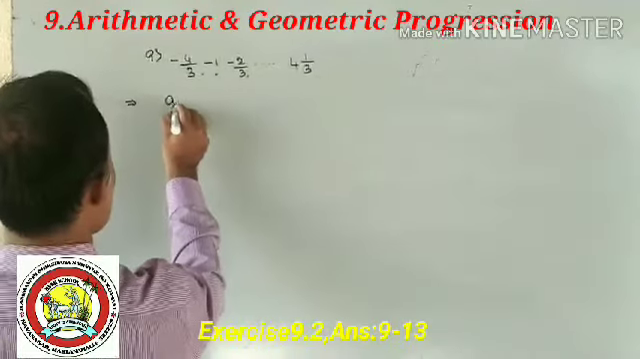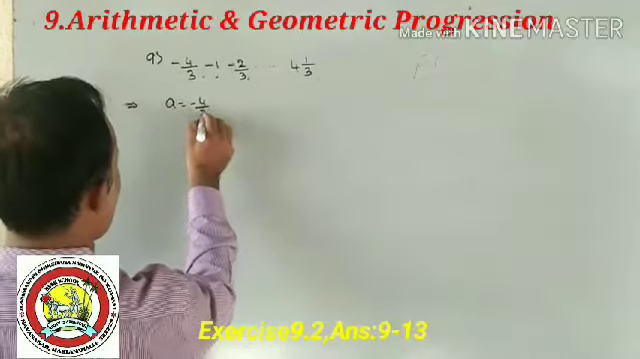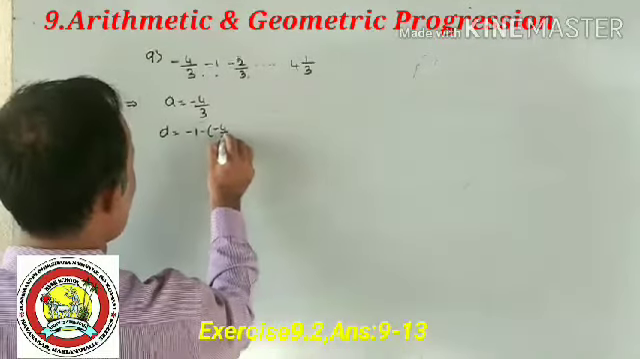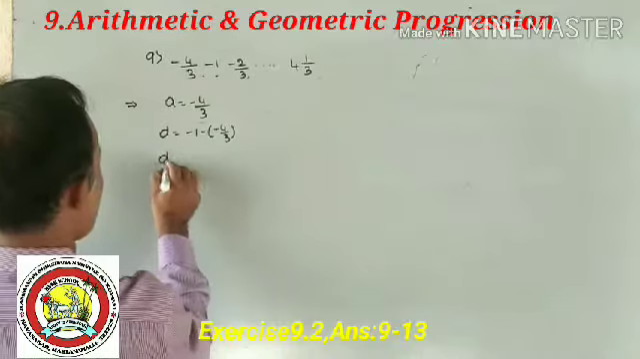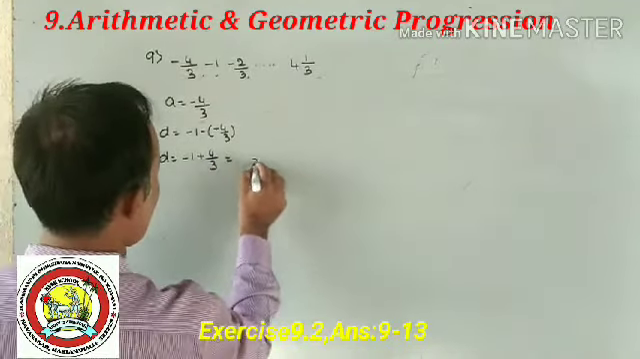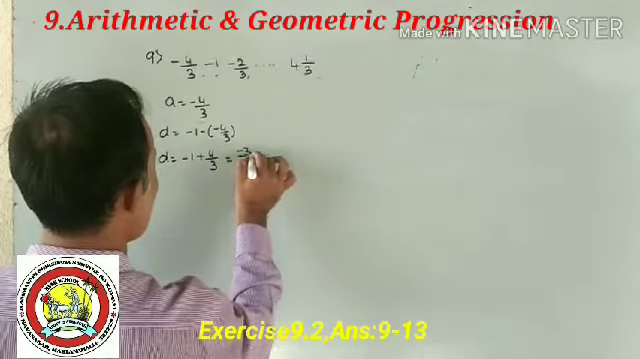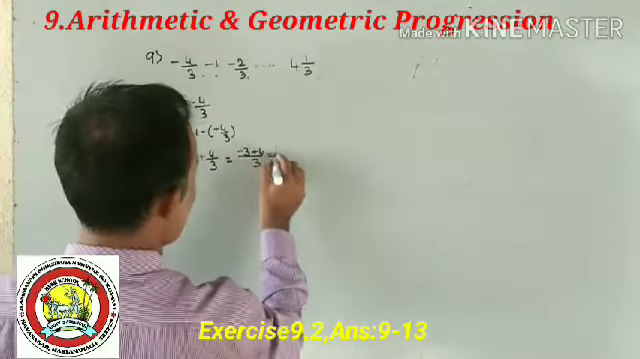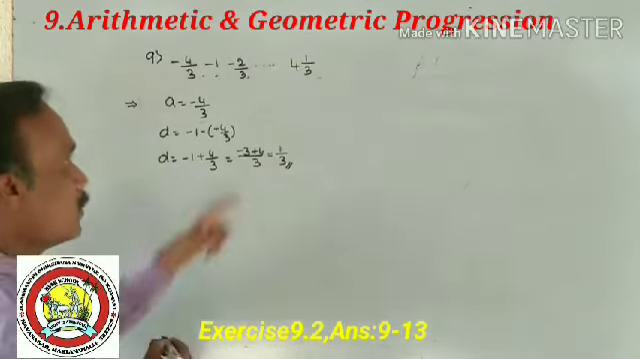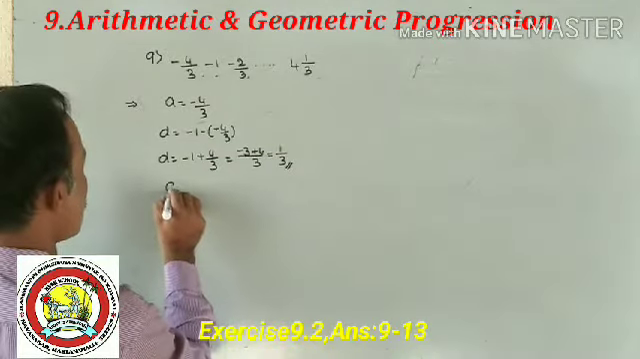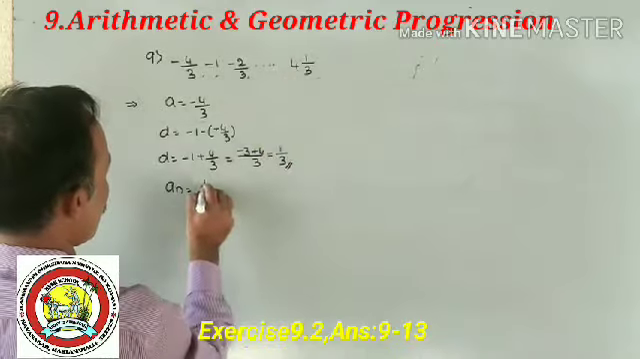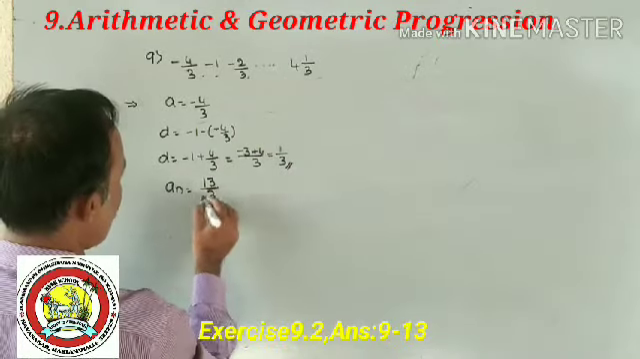What is the value of a? The a value is equal to minus 4 by 3. The d value is minus 1 minus of minus 4 by 3. So d is equal to minus 1 plus 4 by 3. Take LCM, 3 is the LCM, so minus 3 plus 4, which is equal to 1 divided by 3. The value of d is 1 by 3. The last term, denoted as a_n, is 4 times 3, 12, plus 1, 13 divided by 3.